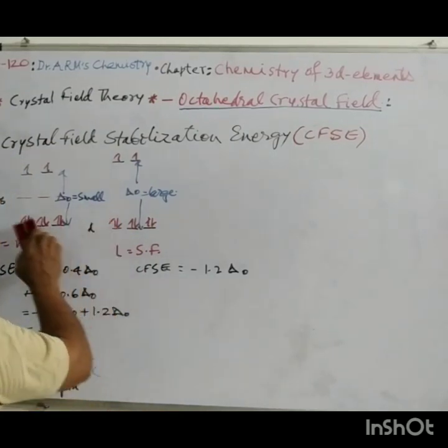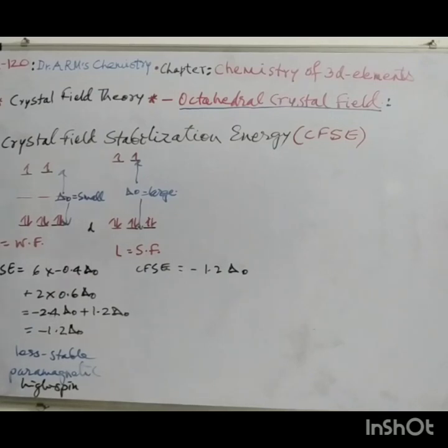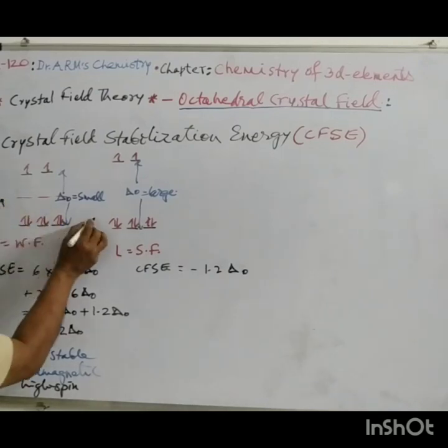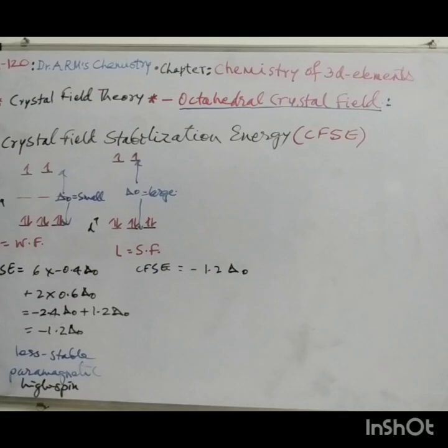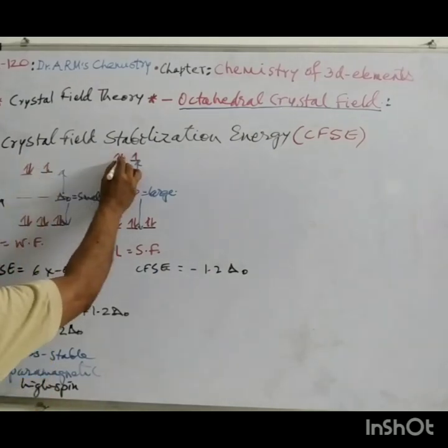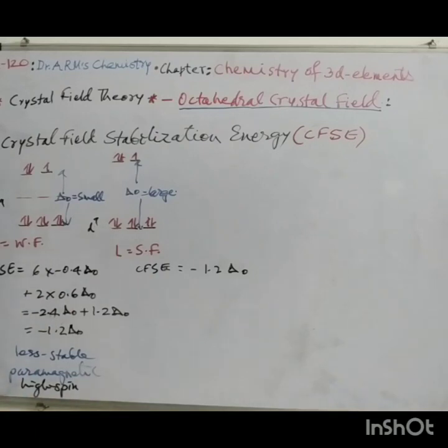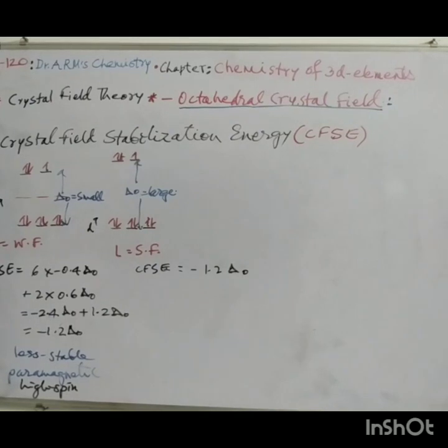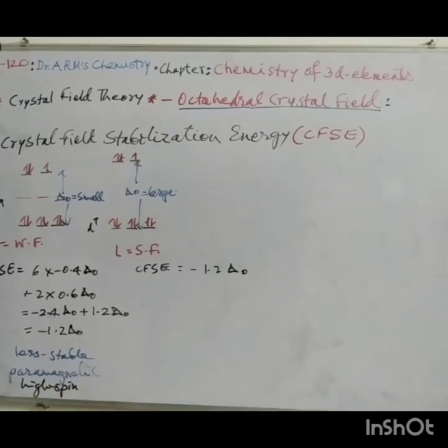Now if we take another configuration, D9, you will find that the distribution of electrons will be like this. Here also the same. So here the configuration is the same, means everything is the same. CFSE is the same, spin state is the same, then magnetic character is the same. Only one electron is unpaired, so the complex is weakly paramagnetic.